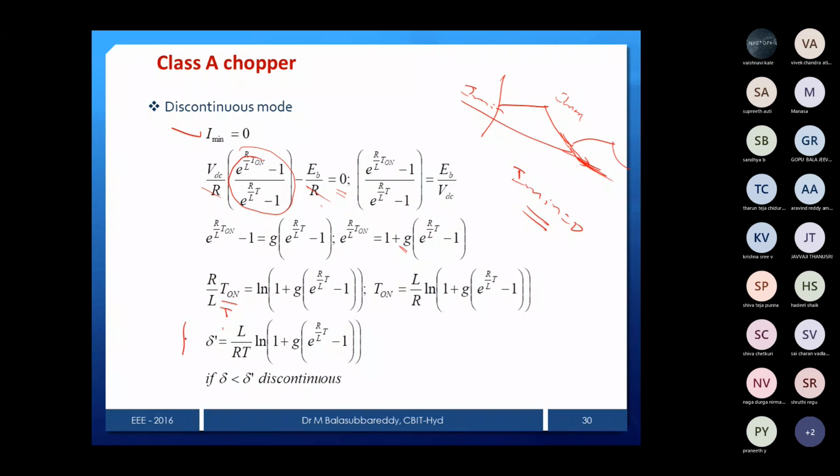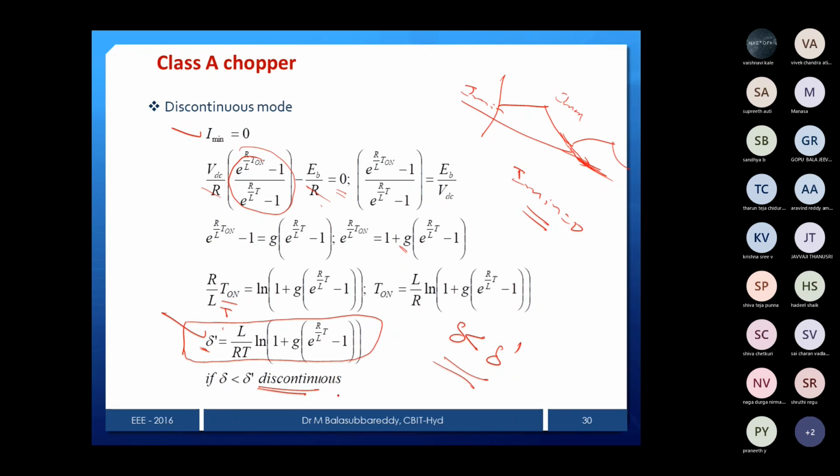So I call it a new delta, delta dash, equal to this one. If your chopper operating delta is delta, now according to our relation you get a delta dash expression. If delta dash value is more, then automatically you call it a discontinuous mode of operation. So if delta is less than delta dash, or delta dash is greater than delta, then we call it a discontinuous mode of operation.